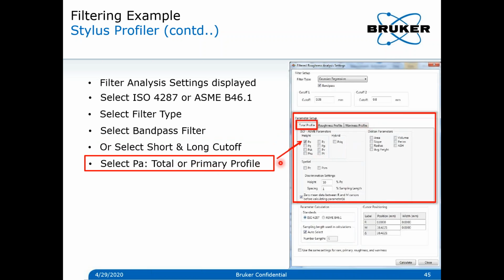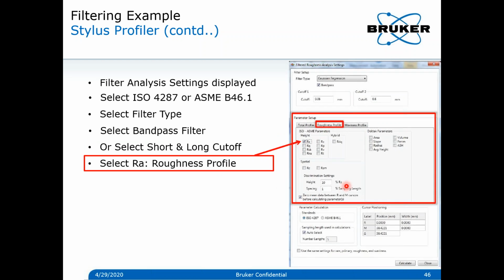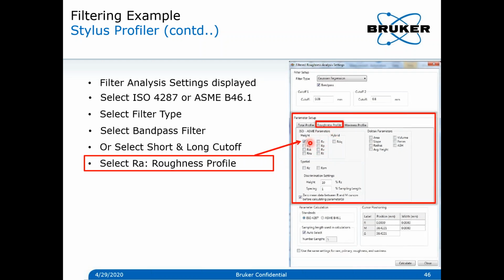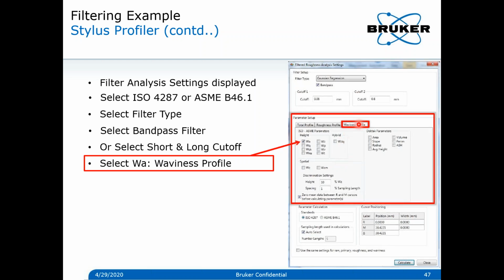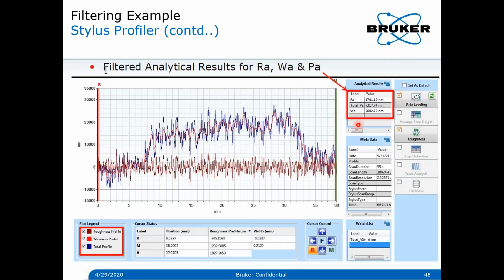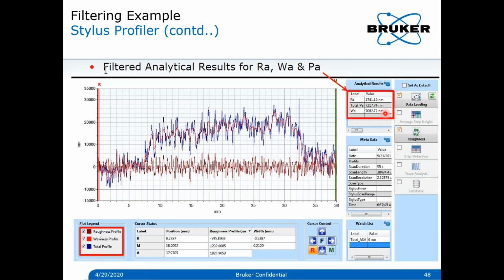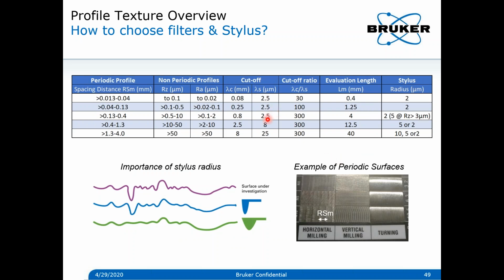Now you can select the total or primary profile from this window, and then the roughness profile. Over here, the total profile will give you the PA parameters, and the roughness profile will give you the average roughness parameters. You can select RA or RZ or parameters of importance to you. And then the waviness profile can be extracted from the data. So once you select OK, calculate, you will end up with this kind of window where you can get the data out. Now let's look into the stylus profiler and the certain kind of filtering and the setting which you need to use.